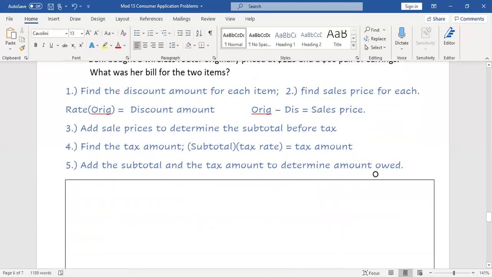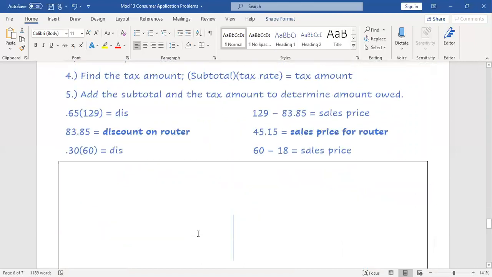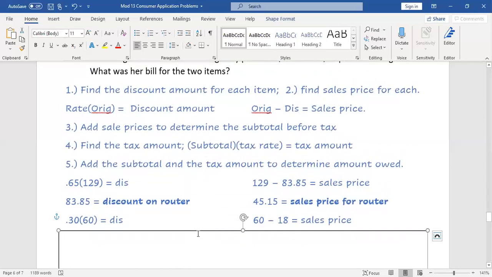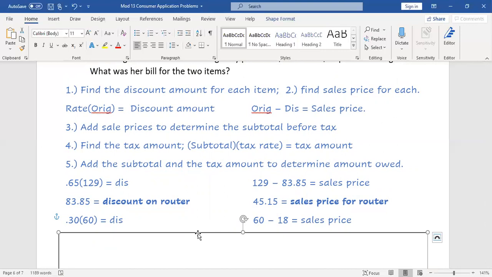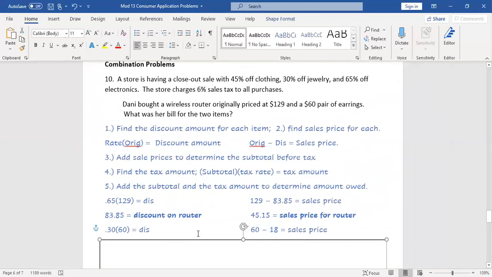So the first thing we have to do is find our discount amount. We've got a router and we also have earrings. So just the discount on the router. The router is an electronic item, so 65% discount off electronics. So that 65% is going to have to be represented as 0.65 times the value of the router, 129, to give us a discount of $83.85.